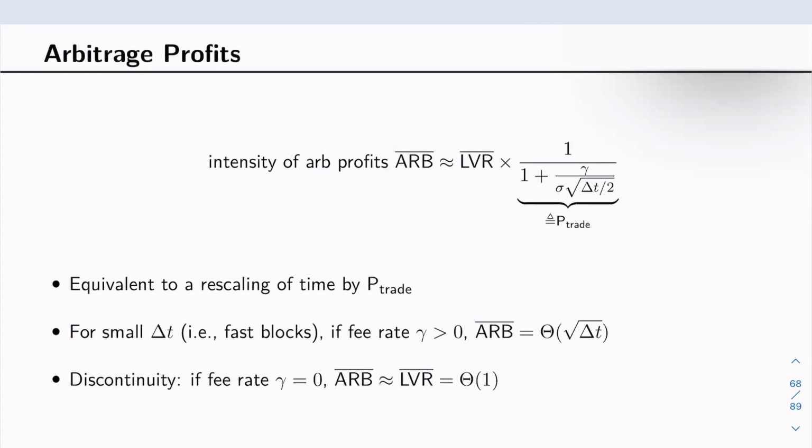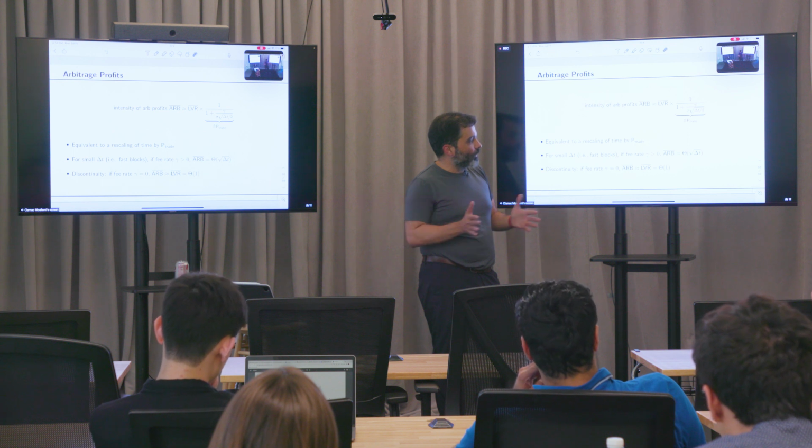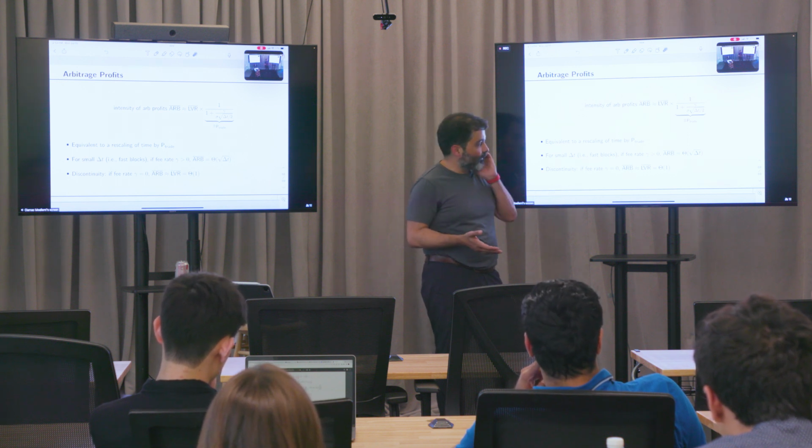Again, up to my approximation, this suggests that once fees are in place, LVR still exists. It's simply going to get scaled down by the fraction of time an arbitrageur can show up and actually collect the fee. Moreover, we see as delta t gets small, if the fee rate is greater than 0, if this gamma is non-zero, this is going to be an expression that's order square root of delta t. In other words, how much money we lose to arbitrageurs is order square root of delta t. We'll lose less the faster the blockchain.